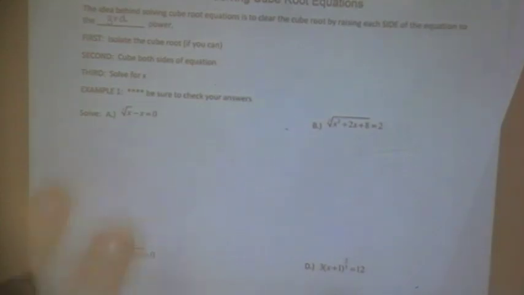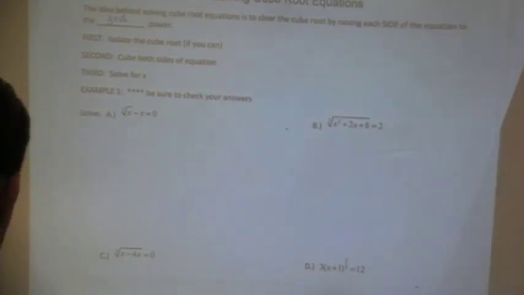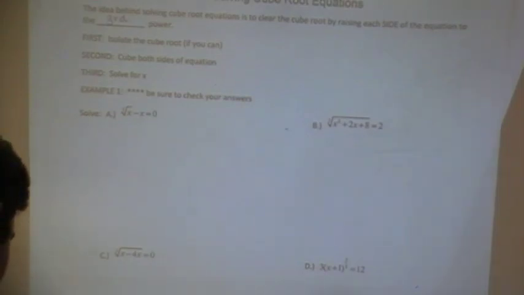Today, on this particular exercise, all of them we will be able to isolate. But if you think back to when we did square roots, every now and then you can't. If you had a square root on both sides, there's no way to isolate them, because you move them all to this side, then you move one back, and you can't ever get them by themselves. But if you can isolate it, it'll make it easier. Then the second step is to cube both sides of the equation. That will get rid of the radical. And then third, you'll just solve for x.